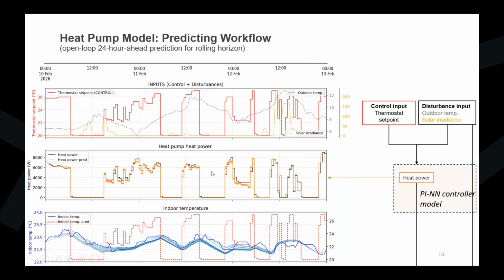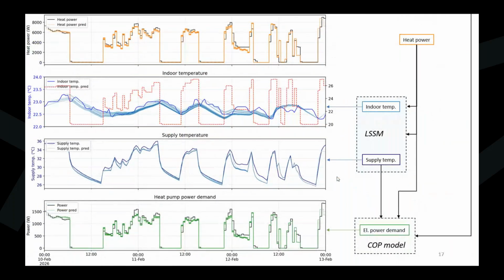And we can see that the model predicts quite well. It manages to capture the thermal power response as a function of the fluctuating set point. Once we have predicted the heat power, we then go to predicting the indoor temperature and the supply temperature with the linear state-space model. Again, we can see that the model predicts quite well the temperature decrease during this off heating period and also the rebound phase during the increased heating period. And also the supply temperature is captured quite well.